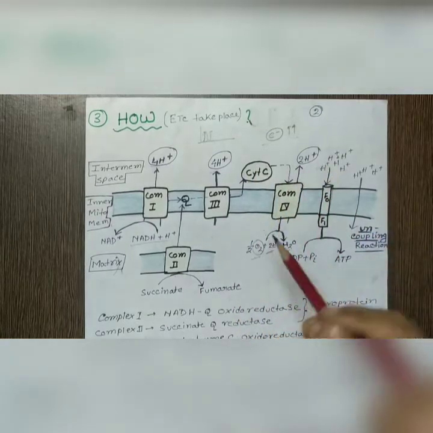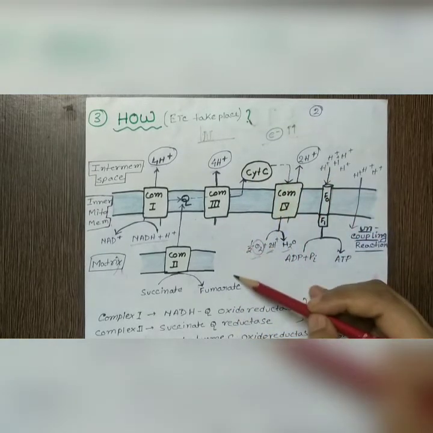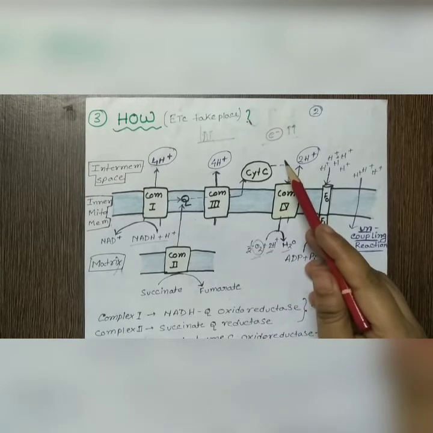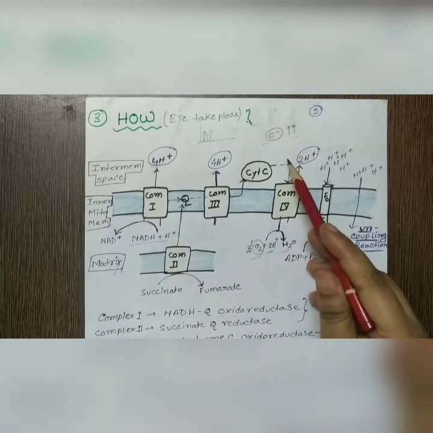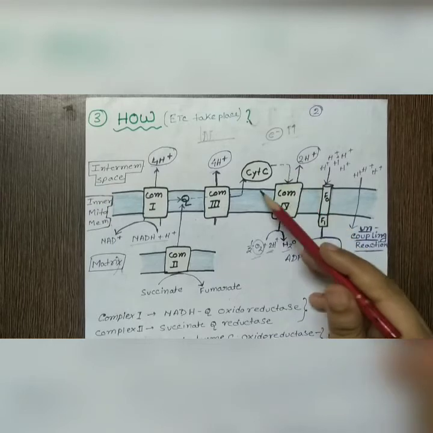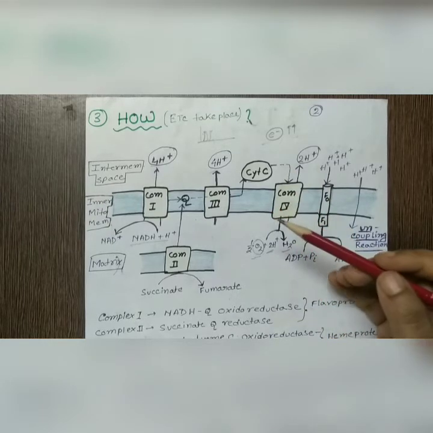Now you can understand that the matrix part of the mitochondria becomes negative and the intermembrane space becomes more positive. So an electromotive force is generated across this inner membrane, right?